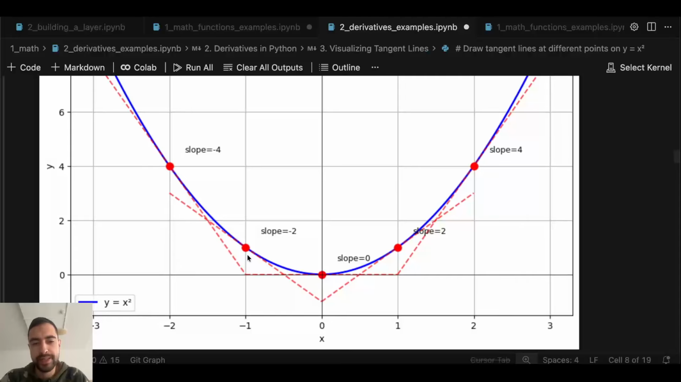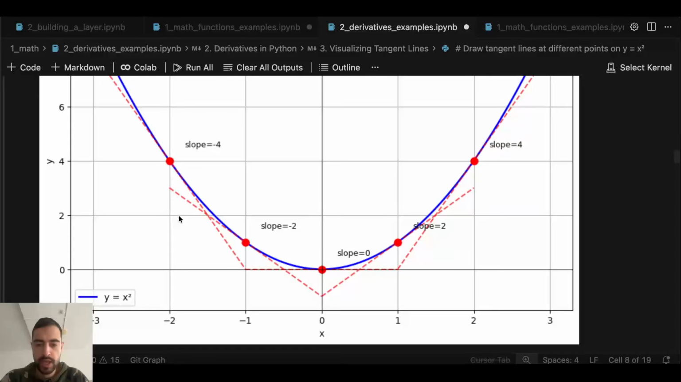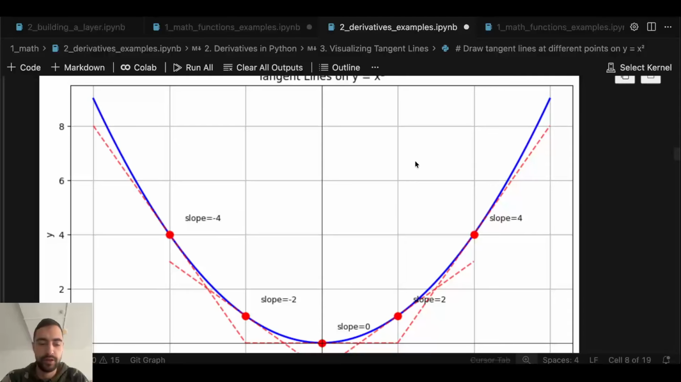So in summary, the derivative will show you this slope, it will show you the rate of change around this point. And for this particular function, the slope, or the derivative, will be equal to 2x. So here, if x is 1, the slope is 2. If x is 2, the slope is 4. If x is 3, the slope is 6, etc.